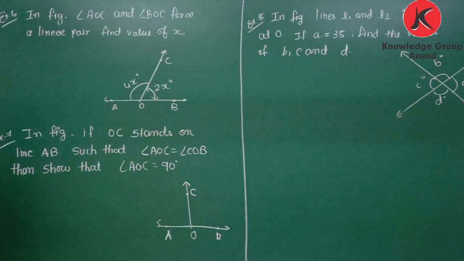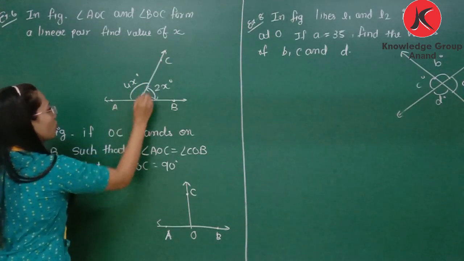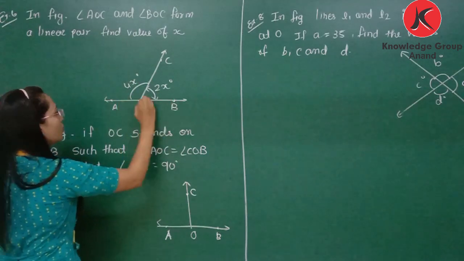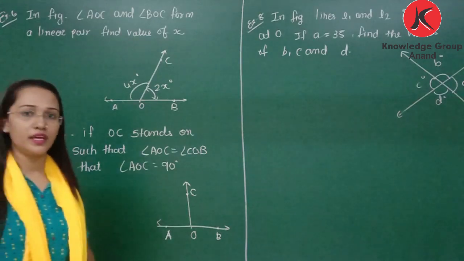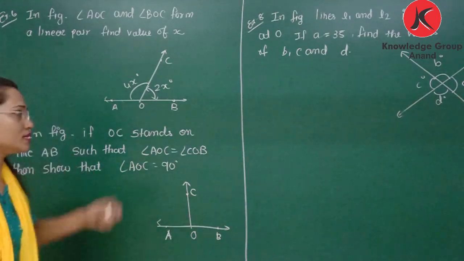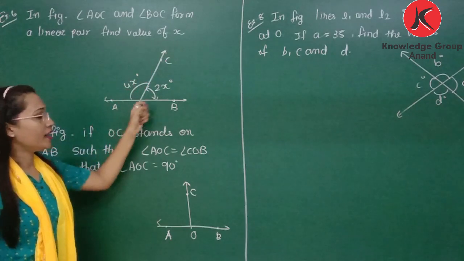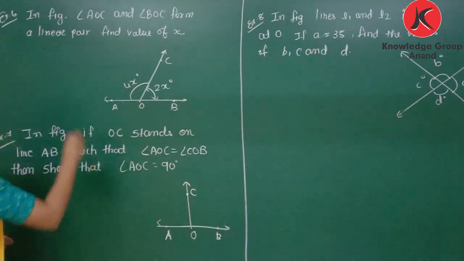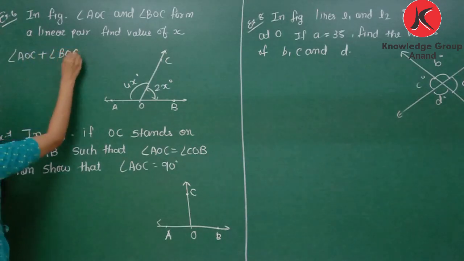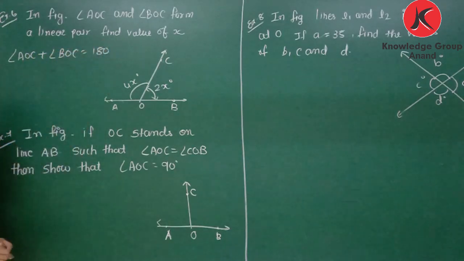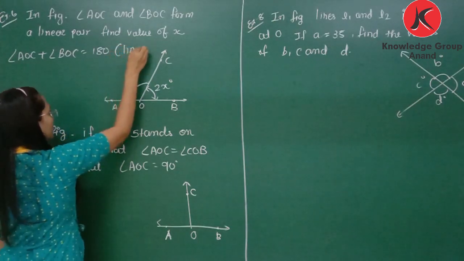Now next, in figure, angle AOC and angle BOC form a linear pair. Find the value of x. Here, angle AOC, that is this angle, and BOC, it is this angle, are forming the linear pair. Again, what is linear pair? Linear pair means 180. It means addition of AOC and angle COB is 180. So we can write angle AOC plus angle BOC is equal to 180. Reason: linear pair.